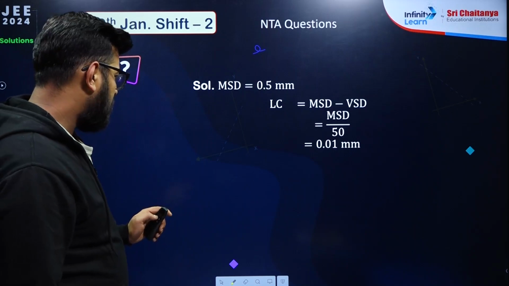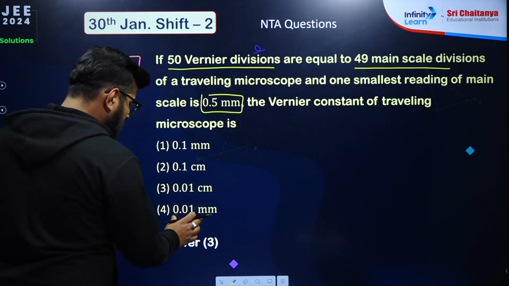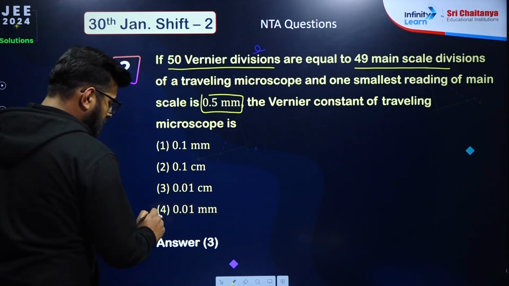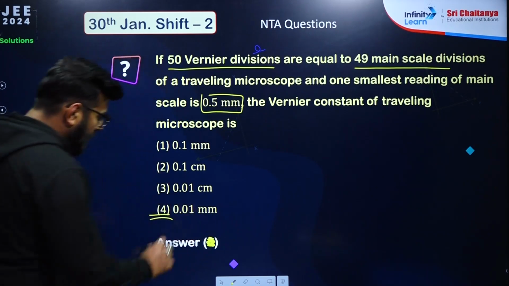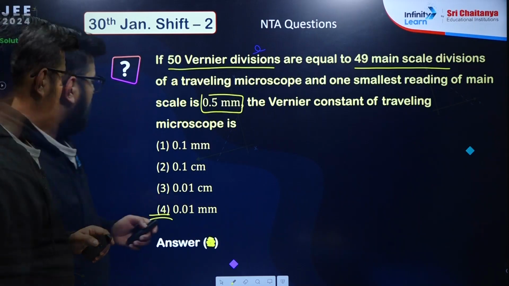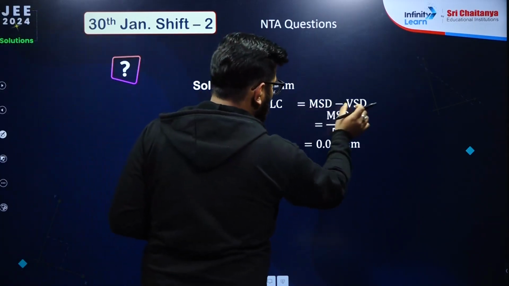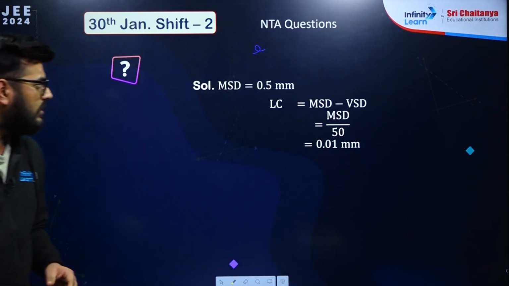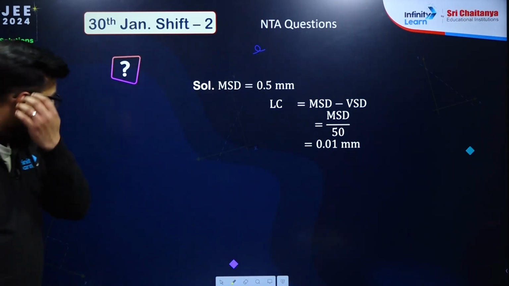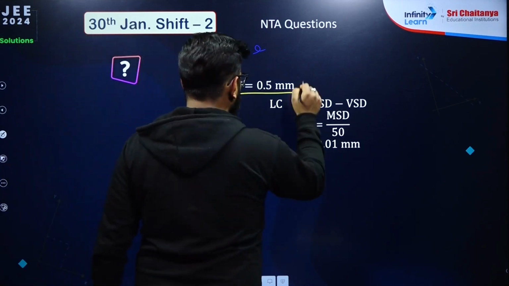Just a minute. No, not option number 3, rather it's going to be 0.01 mm. This is the correct answer. Option number 4 is the correct answer, not option number 3. Okay, this is going to be the correct answer, right? You can see this also over here. 1 MSD minus 1 VSD will be MSD upon 50. So it will give you the correct answer over here. Okay, done, sir. Now let me solve this also.